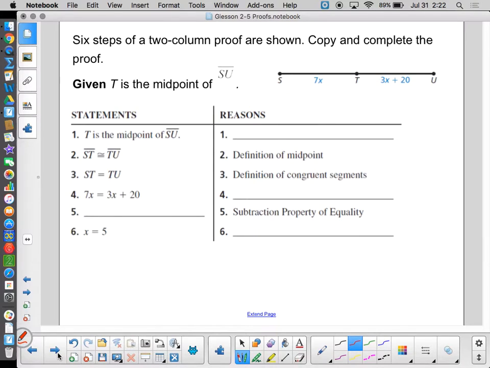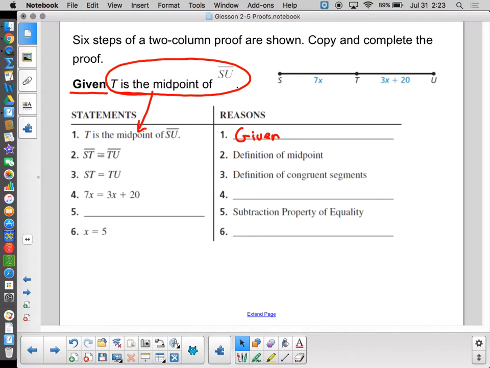So what are we given? We start with our given. T is the midpoint of SU. What did we write down for our first thing? T is the midpoint of SU. Our reason for that is, well, it is given. Now, here's where it gets interesting. We have to ask ourselves, what does that mean? There's a vocabulary word being used here. The vocabulary word we're seeing in this statement is midpoint. What does it mean that T is the midpoint of SU?